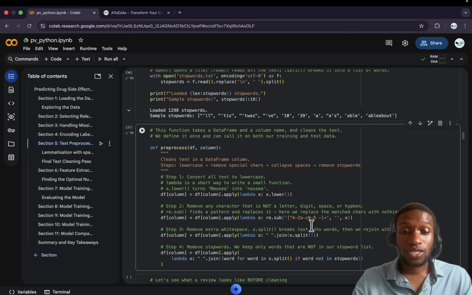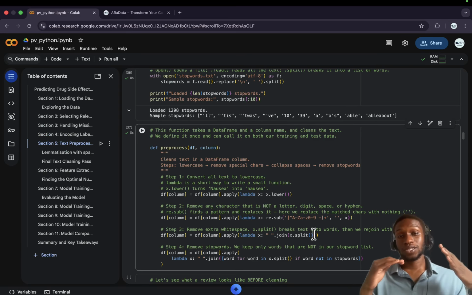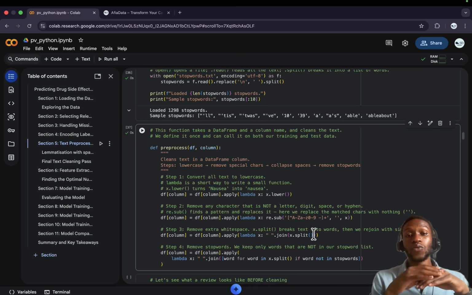For the pre-processing, remember I said we will do this stepwise. Over here, we have what we call a function. This function takes a data frame and a column name and cleans the text within that data frame. We define it once and can call it on both our training and test data.